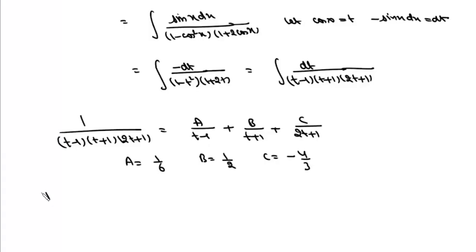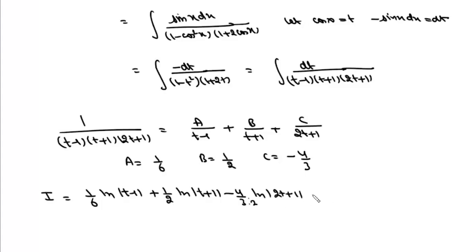So we can write this integral as 1 by 6 log mod t minus 1 plus 1 by 2 log mod t plus 1 and minus 4 by 3 log mod 2t plus 1 divided by 2 and plus c. Now we can cancel this 2 with 2.